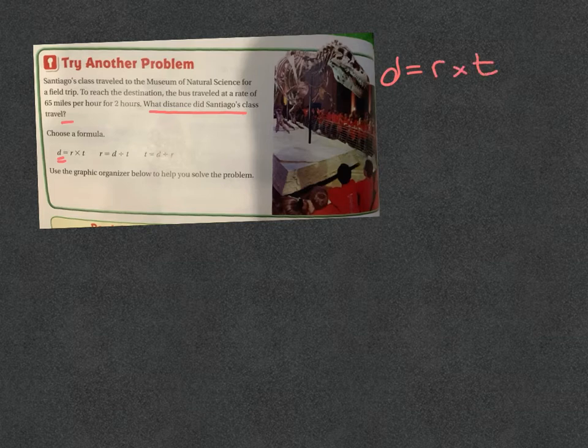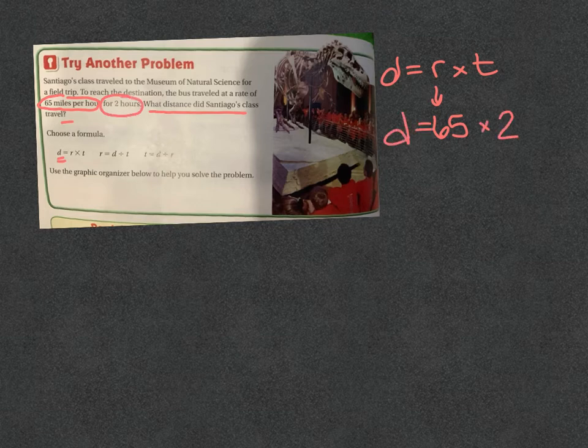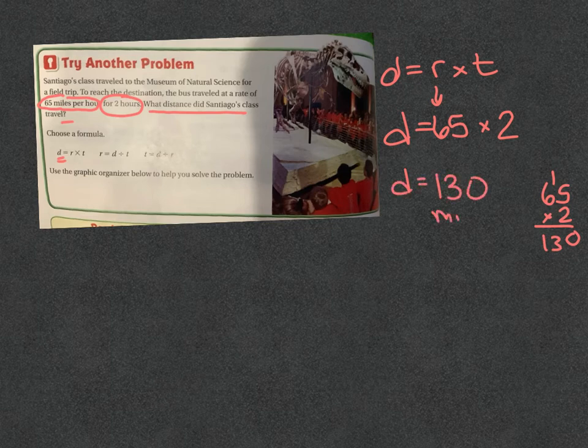What information were we given? To reach their destination, the bus traveled at a rate, they even told us that was rate, 65 miles per hour. Sometimes they won't use the word rate, but you'll get used to knowing which one is the rate because it's always per something. So instead of R, I will substitute 65. And they did that for 2 hours, that's a representation of time. Plug in those two pieces of information, and now I just do the calculation. 65 times 2 is 130. The distance they traveled is 130 miles.